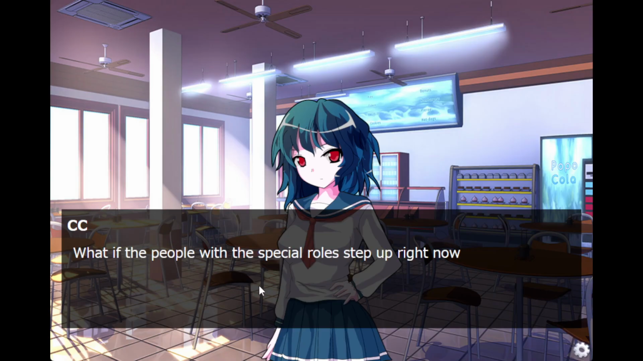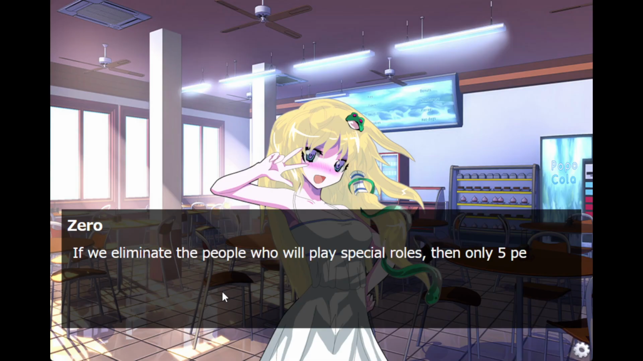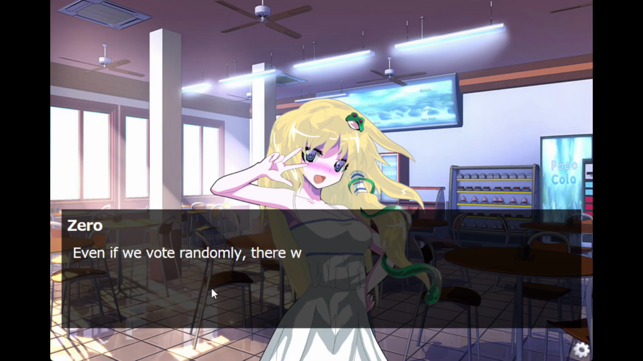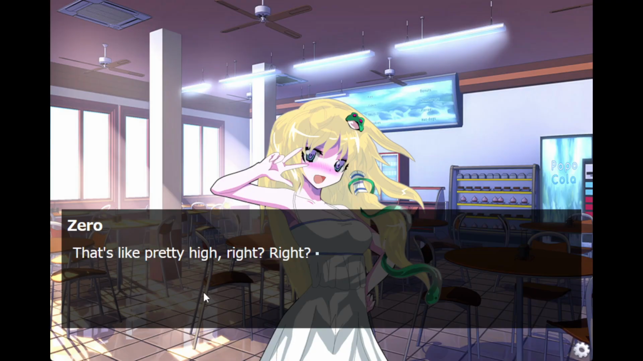What if the people with the special rules step up right now? That will narrow down the list of suspects. Great idea, Cece-chan. There are 8 of us here. If we eliminate the people who will play special roles, then only 5 people remain. Even if you vote randomly, there will still be a 20% chance of voting for the killer. Okay, but last time, the people with the special role only knew that they had a special role at the end of the first day. So they wouldn't know at this point. That's like pretty high, right?